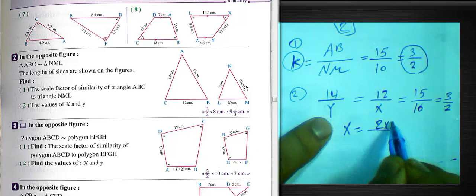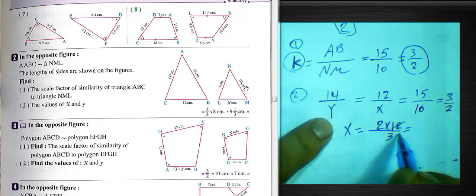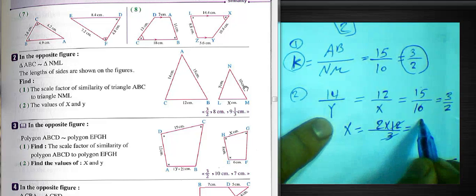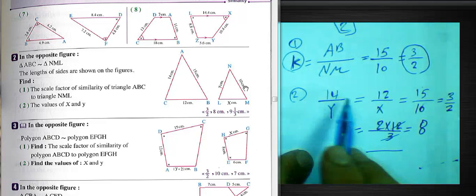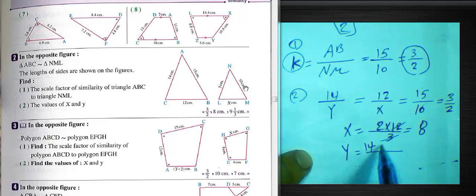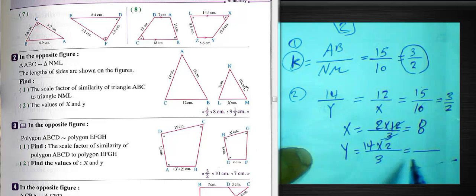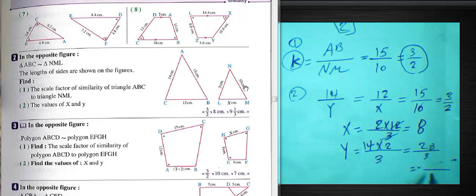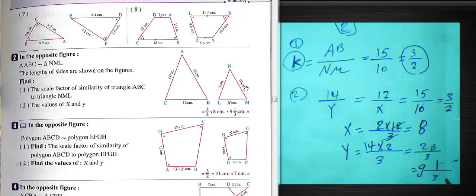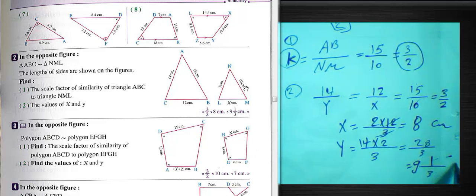2 multiplied by 12 divided by 3. 12 divided by 3 equals 4. 4 times 2 equals 8. Y equals 14 times 2 divided by 3. We can find the result: 2 times 14 equals 28 over 3. We can find the whole numbers here. 3 times 9 equals 27 and the remainder 1. It's okay, centimeter and this centimeter.